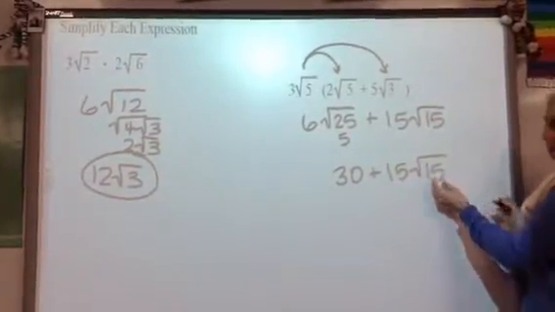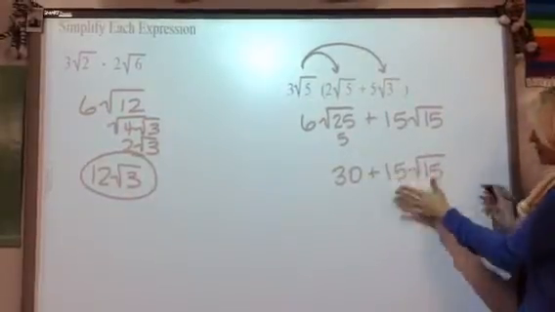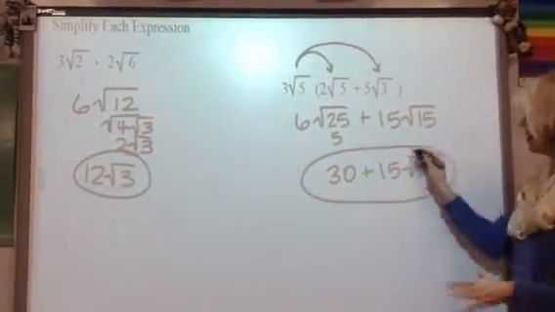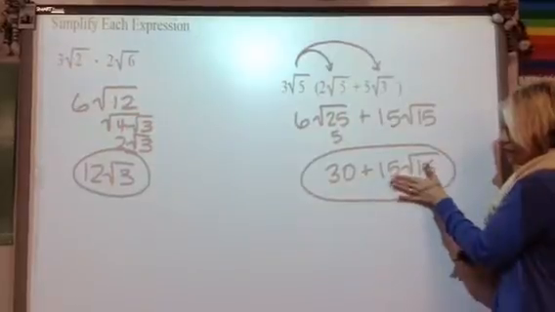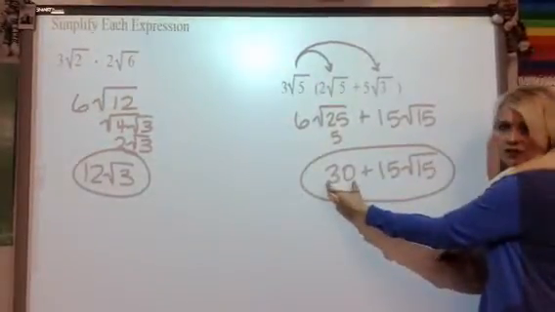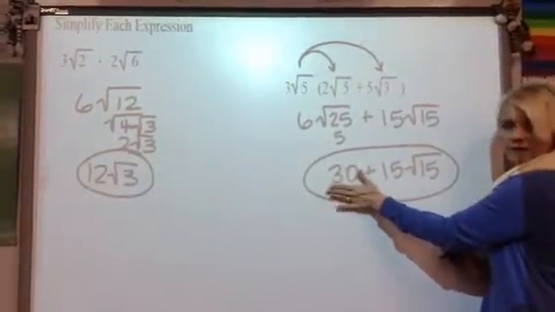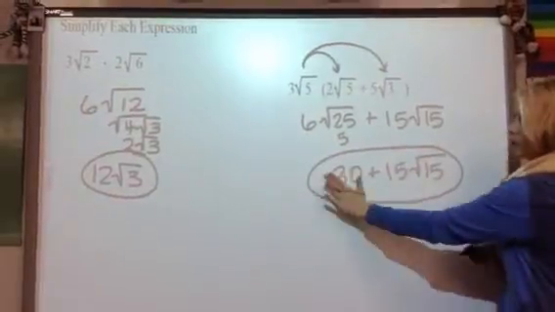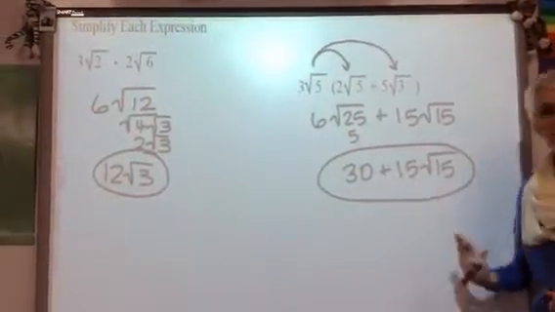There are no perfect square factors of 15, so this is simplified. Now I cannot combine the 30 with the 15 radical 15 because this is just the whole number 30. There's no radical 15 behind it. So therefore we're simplified. So you try the example in your notes.